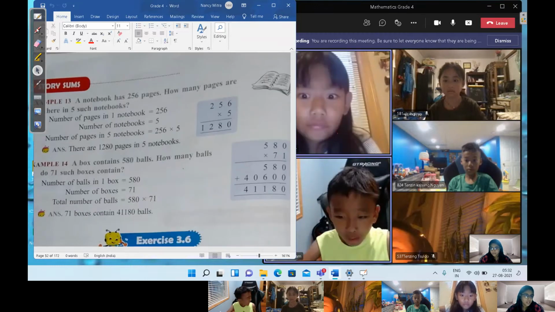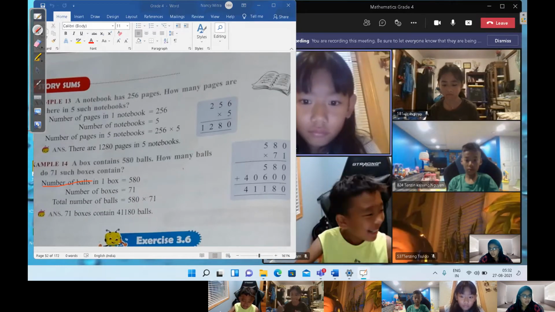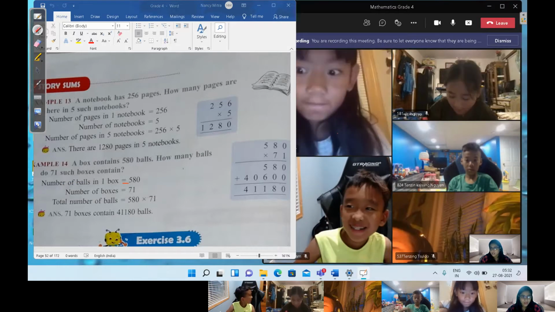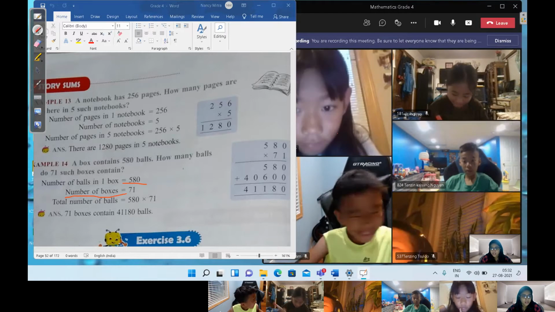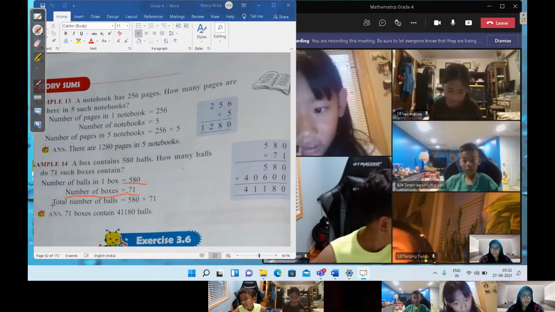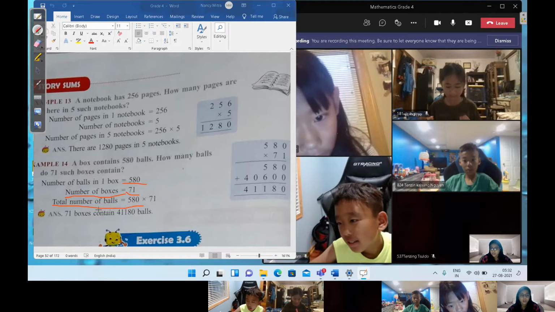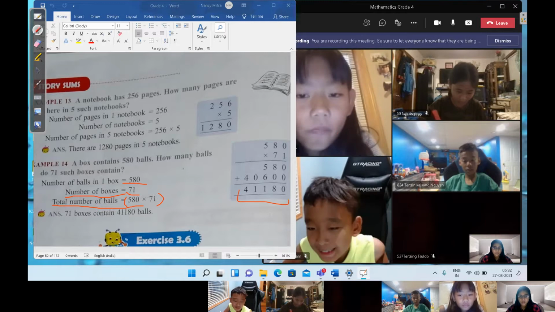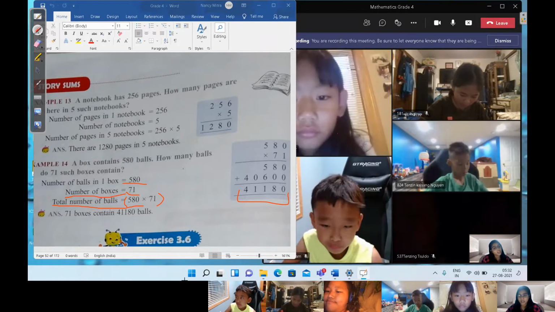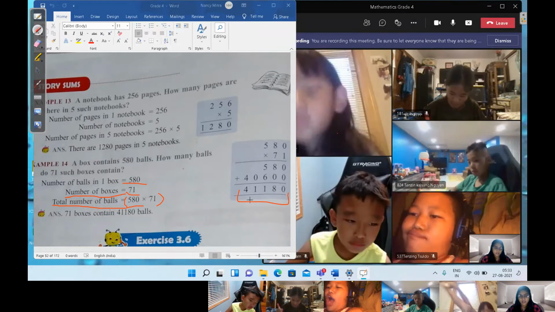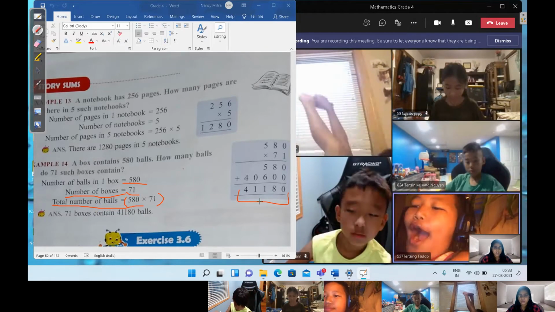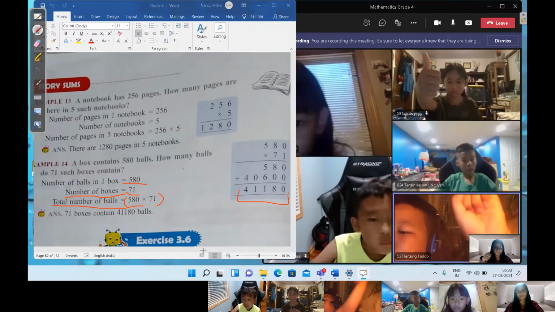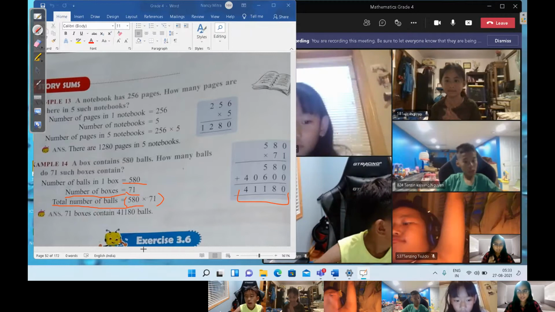So listen to me. The question is like this: the number of balls in one box is 580. The number of boxes is 71. And for the total number of balls, we have to multiply this. If we multiply, the answer is this. So it means you all are correct. Yes. Everyone is correct. Very good. Well done, everyone.